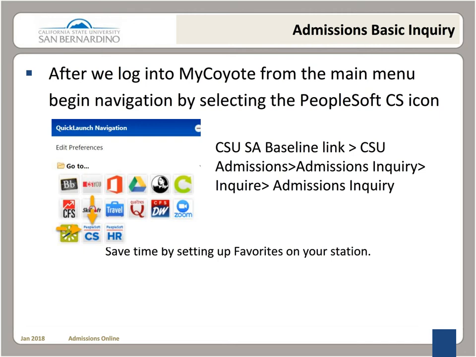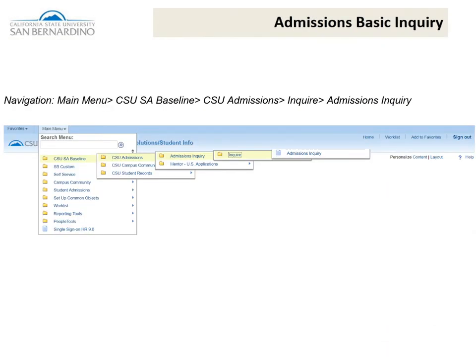The following slides will demonstrate various features that will be available to you through your MyCoyote portal. After logging in to the portal, you will select the PeopleSoft CS icon to navigate to the admission inquiry page. Once you have selected the appropriate icon from the MyCoyote portal, you will navigate from the main menu to CSUSA Baseline, CSU Admissions, Inquire, and Admission Inquiry.